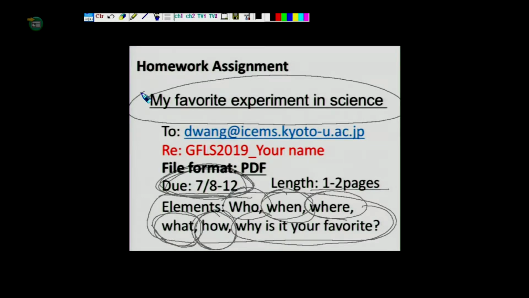So again, for people who came in late, make sure in the email you put GFLS 2019 in the title so I can search. Taiwan, do you also want to send me your homework or not? You can discuss later. Either way is fine with me. Oh, yes, you want to send the homework. All right, so please follow the same format then. Thanks a lot.